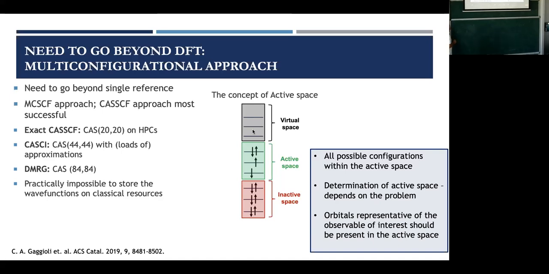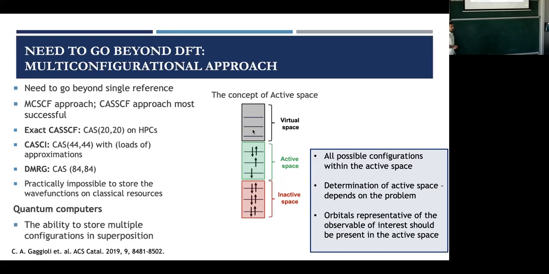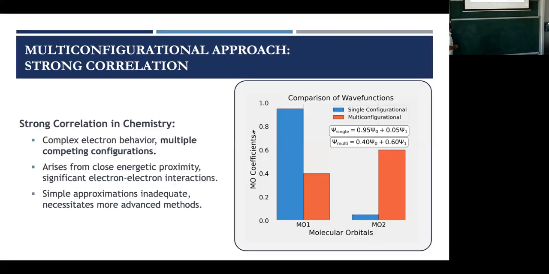And practically, the problem with CAS-SCF on a classical computer is that it's almost impossible to store the wave function on a classical computer. So one of the solutions is the quantum computers. So the idea is its ability to store multiple configurations in superposition. So without having to worry about how do we input those configurations and how do we measure, the ability to store the multiple configurations in superposition is what is driving the research on quantum computers for quantum chemistry.